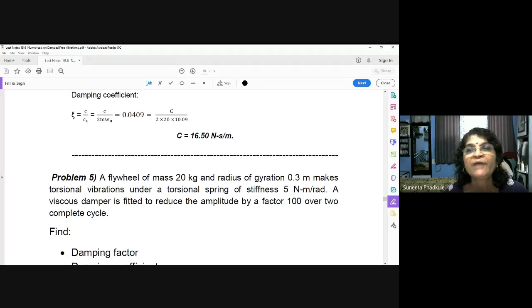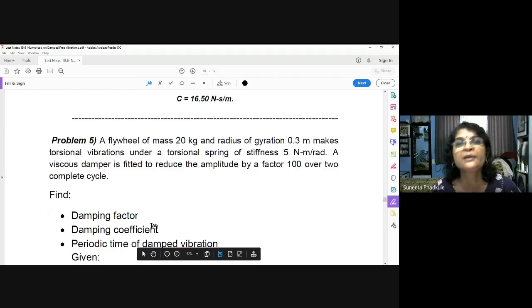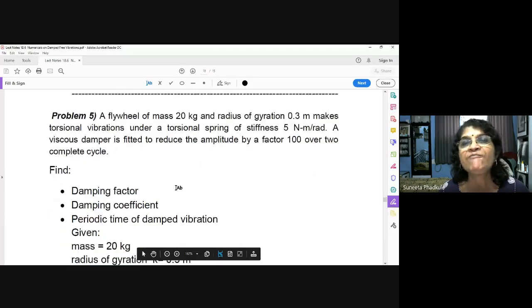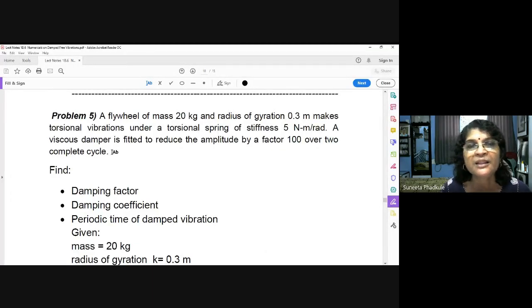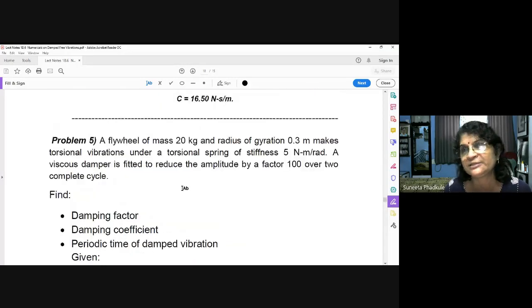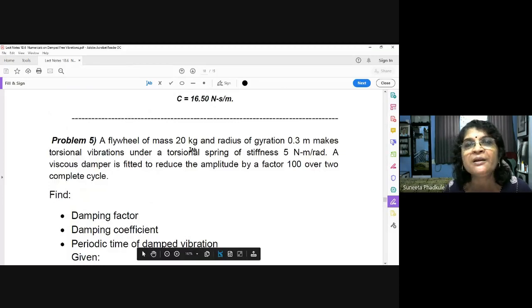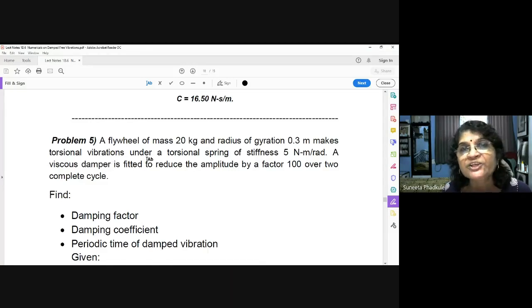Problem number 5. A flywheel of mass 20 kg and radius of gyration 0.3 meter makes torsional vibrations under a torsional spring. I think we have solved this problem. Yes, we'll just quickly go through this. Last time we solved this problem, but of course the figures were different. So, a flywheel of mass 20 kg and radius of gyration 0.3 meter makes torsional vibration under a torsional spring of stiffness 5 Newton meter per radian.